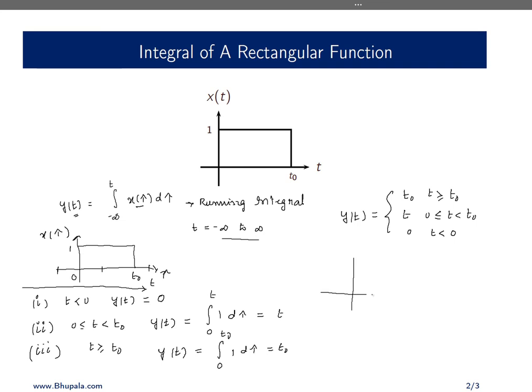The function starts at 0. From 0 to t naught it is a straight line whose equation is t, and from t naught to infinity its value is t naught. This would be the integral of the rectangular function which is given here. Hopefully this problem helps you in understanding the derivative and integral of a rectangular function. Thank you.